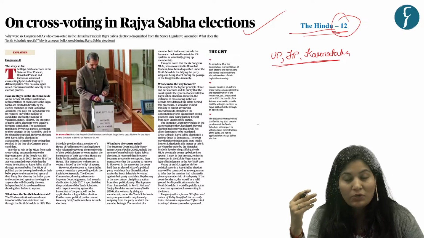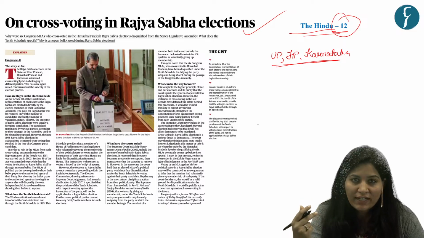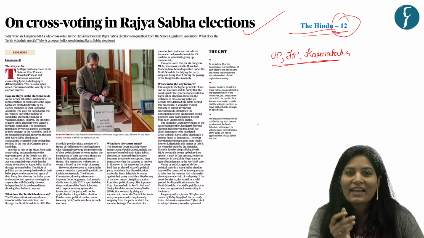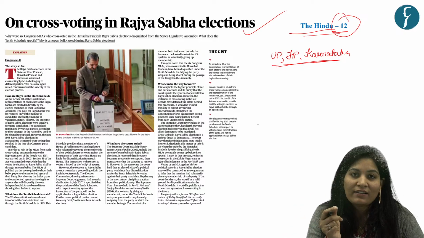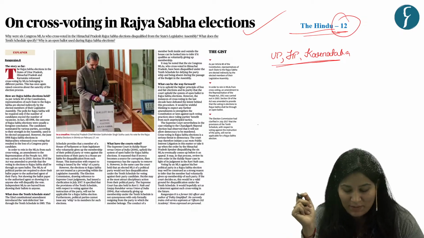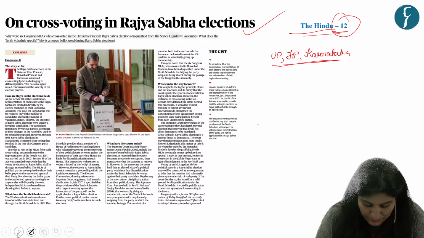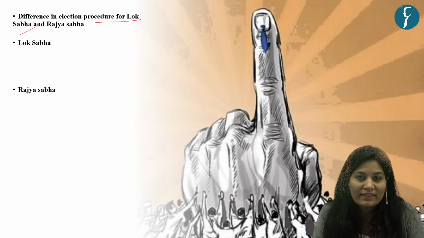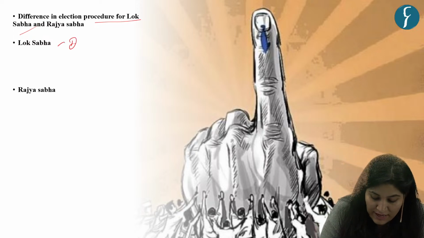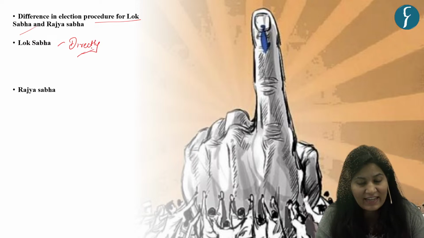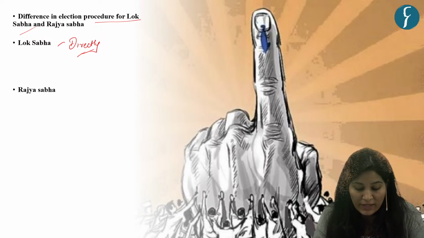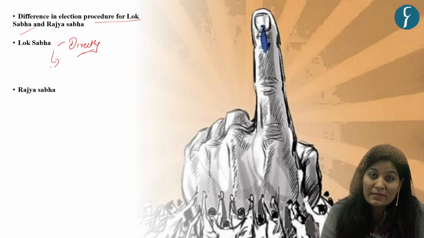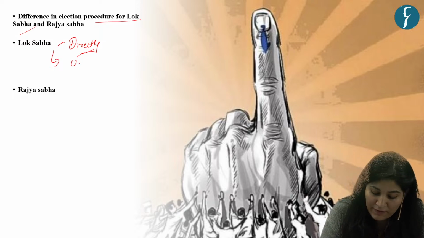Now, to understand what is cross voting or the intricacies involved in this article, first you need to know about the election procedures with respect to Lok Sabha and Rajya Sabha. So let's first take up the election procedure for Lok Sabha. You know, members in Lok Sabha are directly elected by the people from that particular territorial constituency and that state. And this election is based on the principle of universal adult franchise.